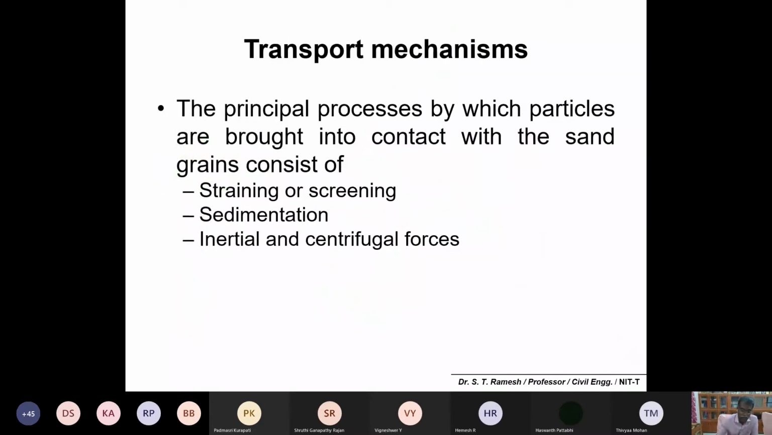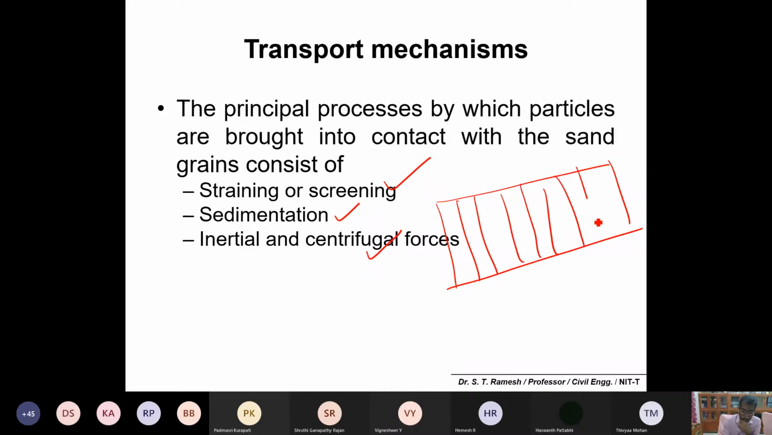These are the transport mechanisms, how the removal may happen inside the filter bed. Number one is straining. Number two is sedimentation. Number three is inertial and centrifugal forces. Imagine now the top layer of the sand will act as a micro strainer, and the particles which are bigger in size will be trapped onto the surface. This is very simple. You can call it straining or micro screening technique. The top layer of the sand will act as a micro strainer, which will not allow the bigger particles or bigger flocs to migrate further into the sand bed.